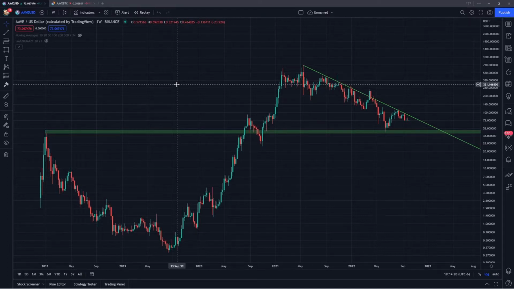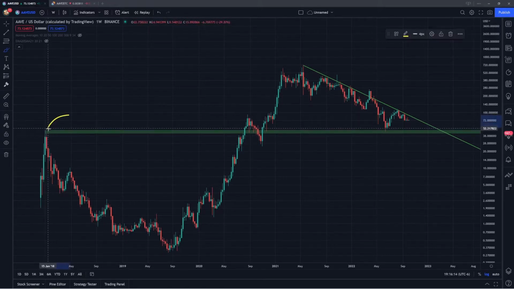So I'm going to start off here on the AAVE USD weekly pair. And first, I just want to talk about this very key level of support right around $45. Now, notice how this was a previous all-time high back in the last cycle. This was the level in January 2018 where AAVE had its all-time high.